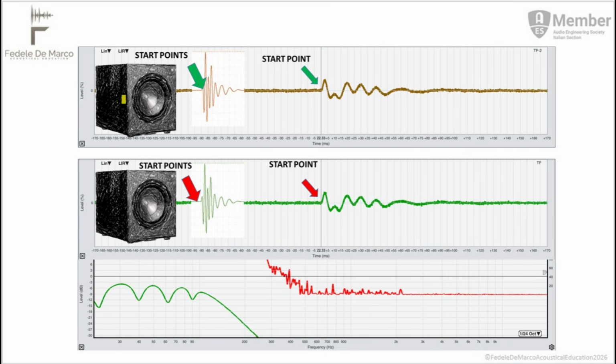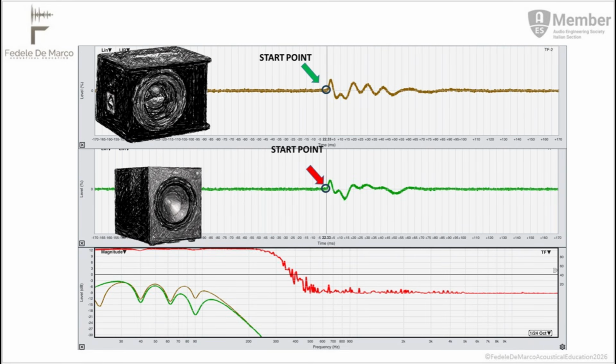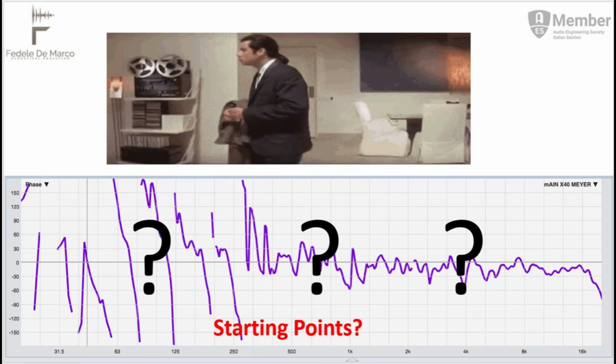Looking at these two subwoofers, we see the same waveform envelopes and start points perfectly synchronized. This confirms that the subwoofers are of the same type and are in the same physical position. In this case, even though the start points are still synchronized, the waveform envelopes are very different. This is due to the different construction and processing of the two subwoofers. Phase trace is time-blind, and it is impossible to find starting points in it. The operator depends only on the slope of the phase trace.